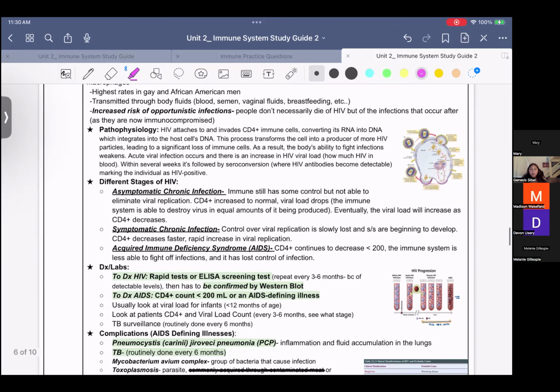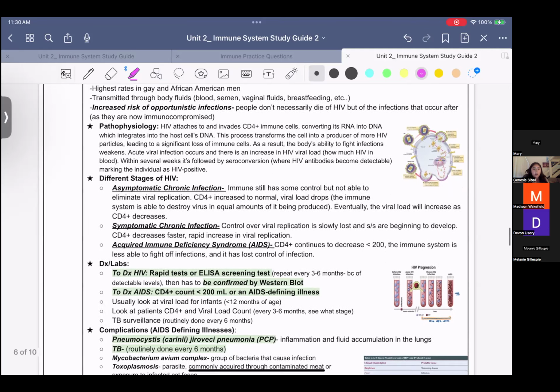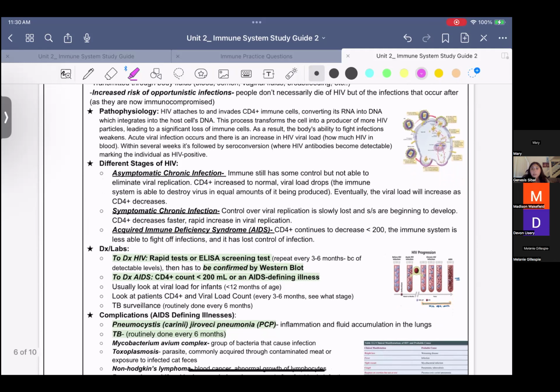So again, people don't necessarily die of HIV, but of the infections that occur after, and also because they're immunocompromised now, right? So the pathophysiology, and to explain this, basically what happens is the HIV, once it is transmitted through those bodily fluids, goes inside the person's body and invades those CD4 immune cells, the helper T cells, but they literally change its RNA.